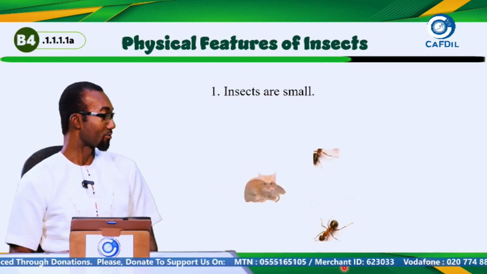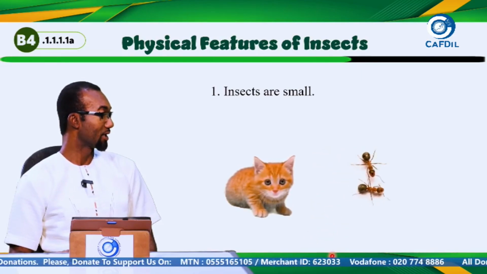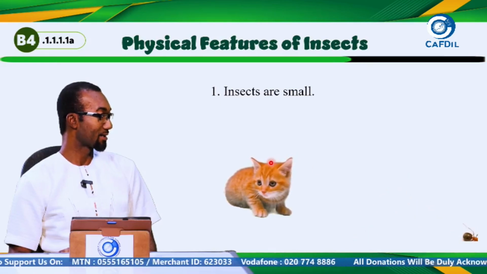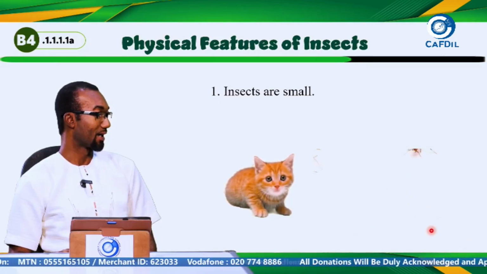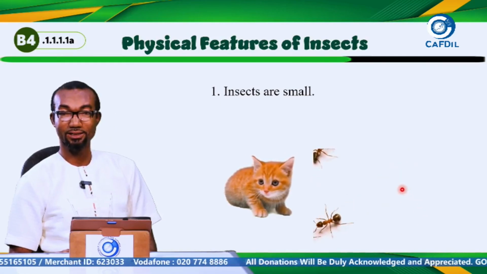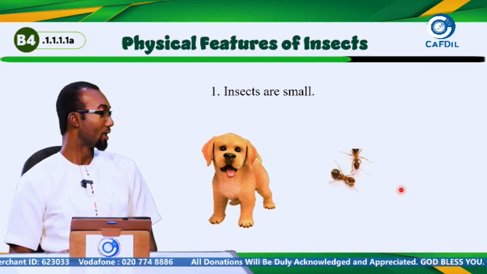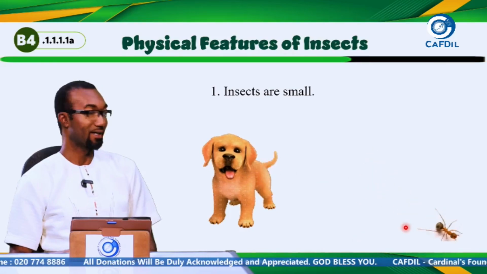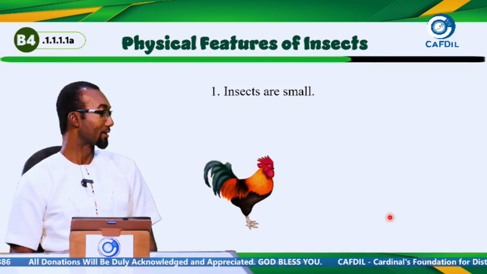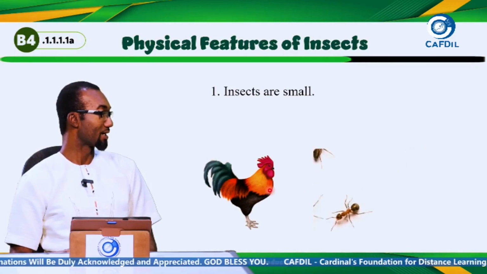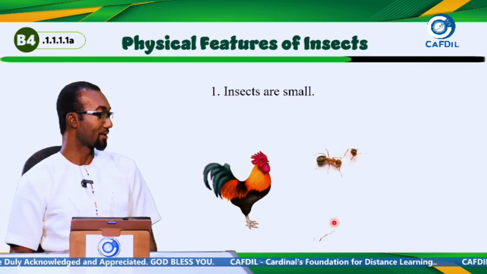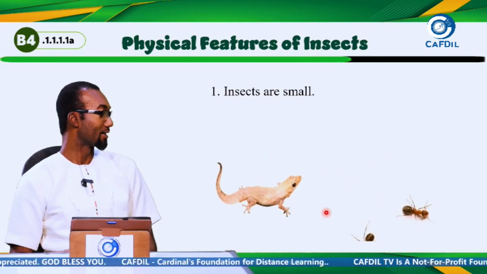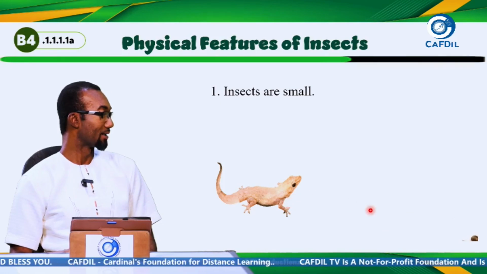So insects are small. Let's look at the cat too. Let's look at the size of the cat and the size of the ant. You see that the size of the cat is bigger than that of the ant. So that tells us that insects are small. Let's look at this dog too. You see that the dog is bigger than the ant here. Let's look at this cock too. Look at the size and then the size of the ant. So still this ant is small. Let's look at this lizard and then the ant here.